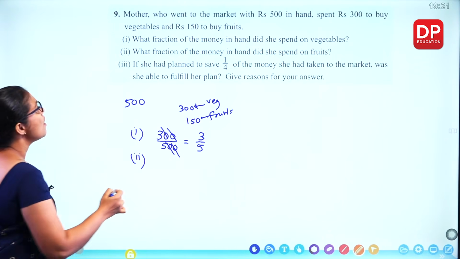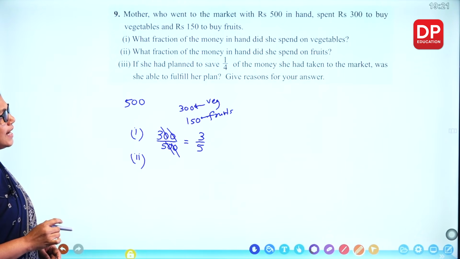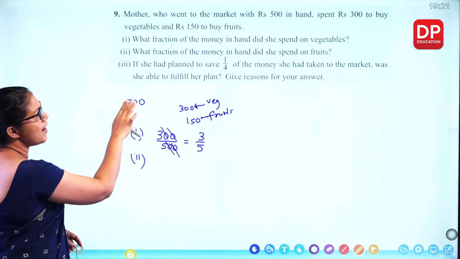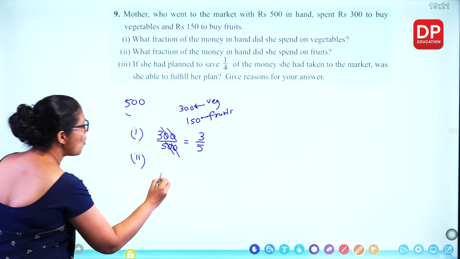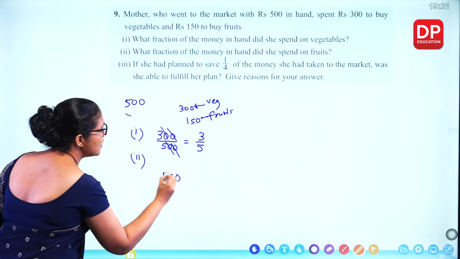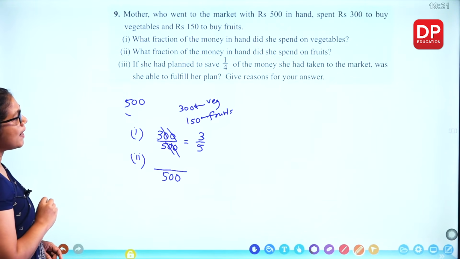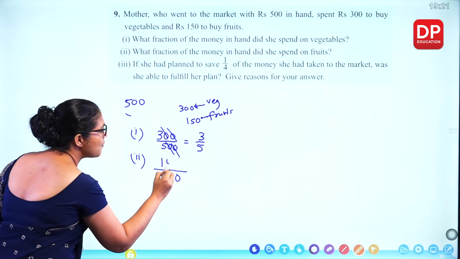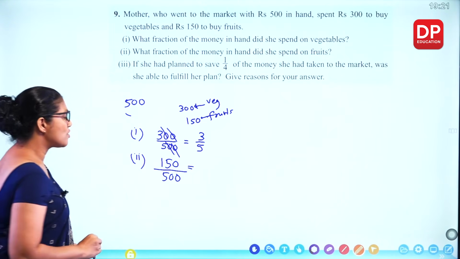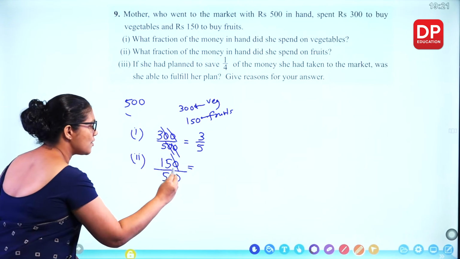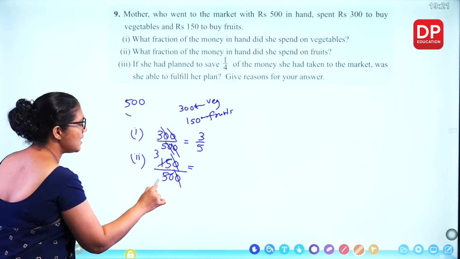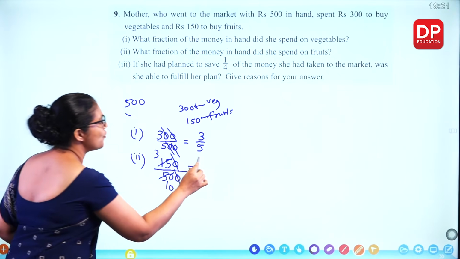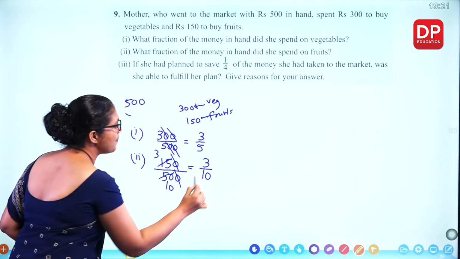Second part says, what fraction of the money in hand, that's 500, did she spend on fruits? So out of 500, how much she spent for fruits? 150 rupees. Try to simplify this fraction. 0, 0 get cancelled out. Divide by 5, you get 3 here and 10 here. So 3 out of 10.